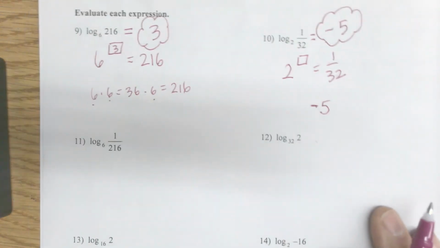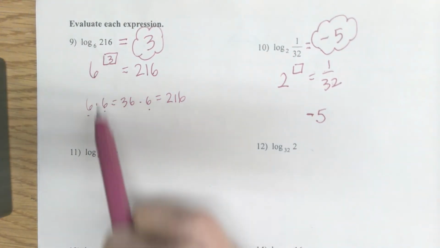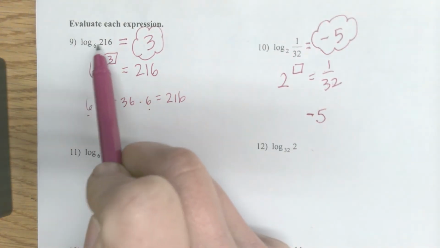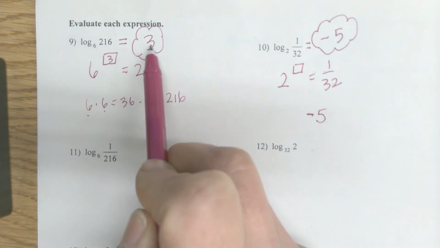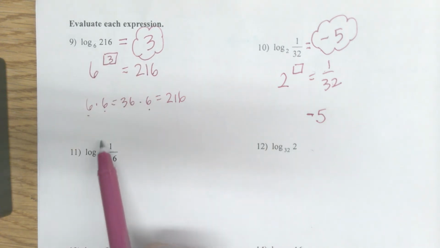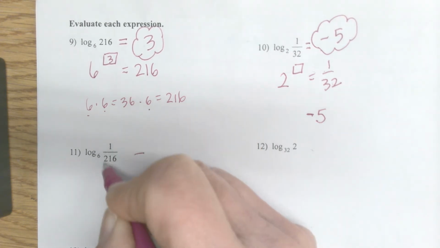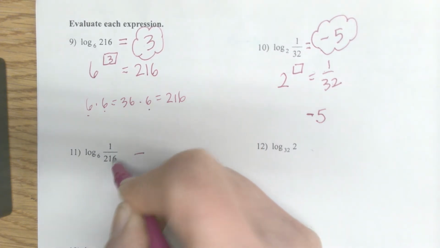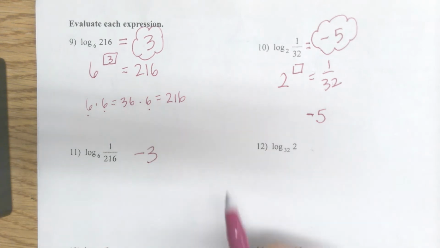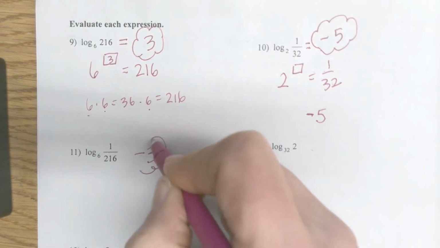I have another one of those. I just did this problem above, okay? Log base 6 of 216 was 3. Log base 6 of what would make it a fraction? Well, I already know to get 216 I need to raise 6 to the 3rd power, but to make it a fraction I would need to make it a -3.